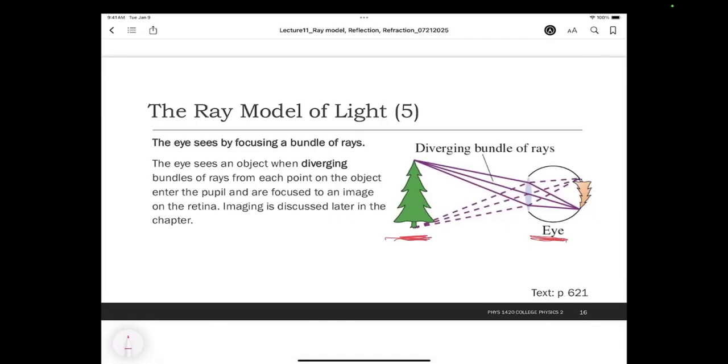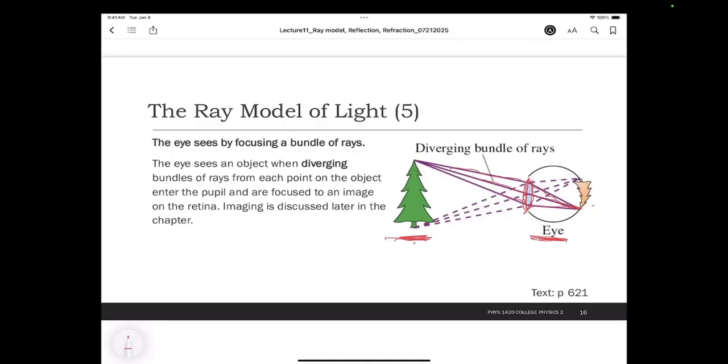Actually, there is a part in our eyes that can make the light from the object cross in one point. And then our eyes can see this object. Does it make sense to you?